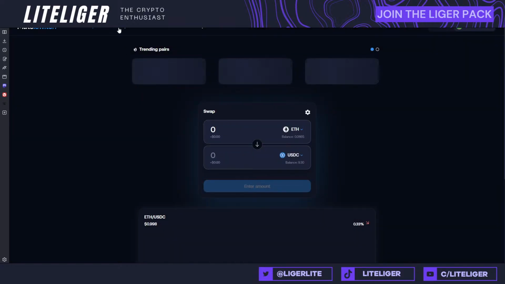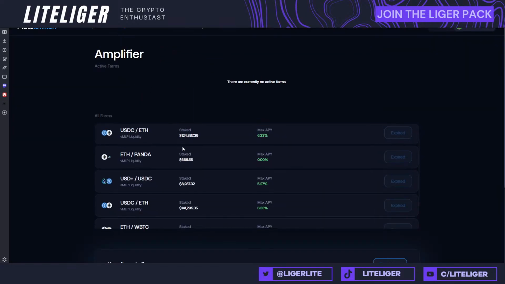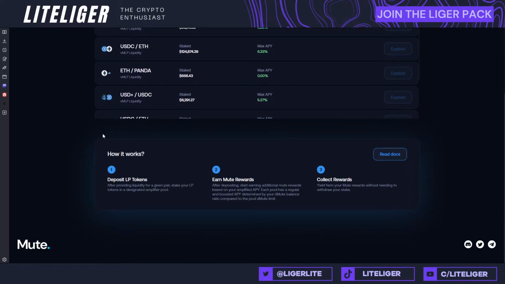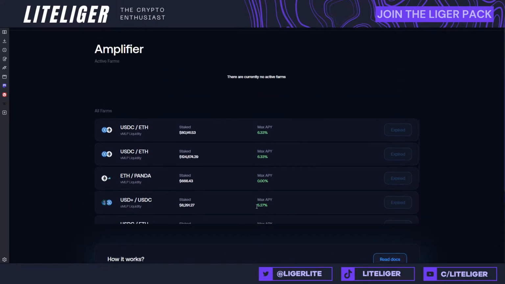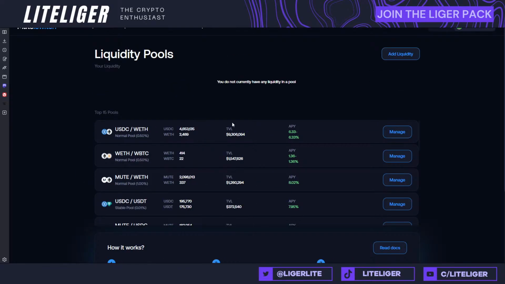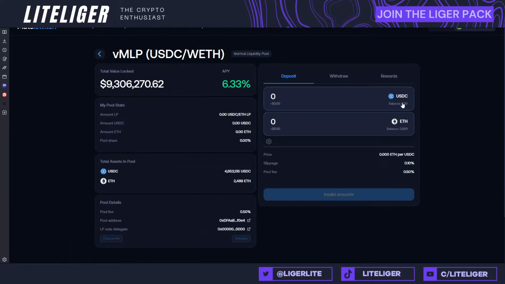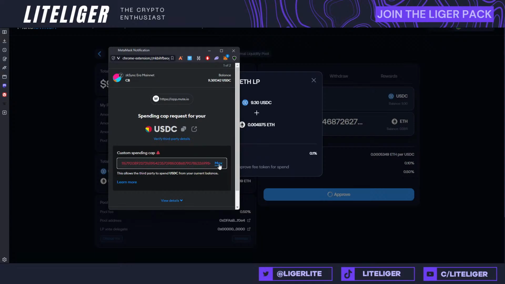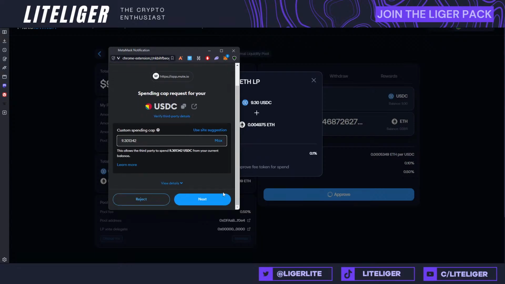Okay, and now we are going to be pooling. There are also amplifiers here, which we're going to be participating in, and these are going to be getting us Mute rewards. So we're going to be getting something on top of the things we're providing here. We're going to be providing the full amount of USDC, and then it will be putting that in parallel. We're going to be doing an approval here, putting out the max amount. This is for the USDC.